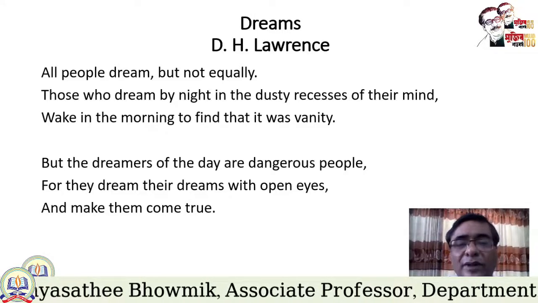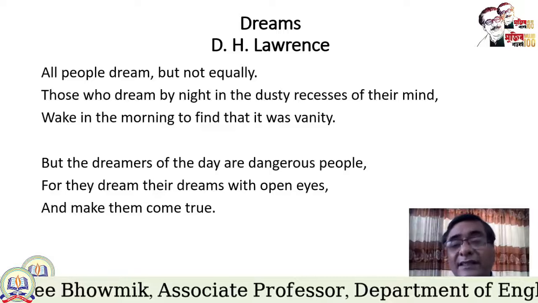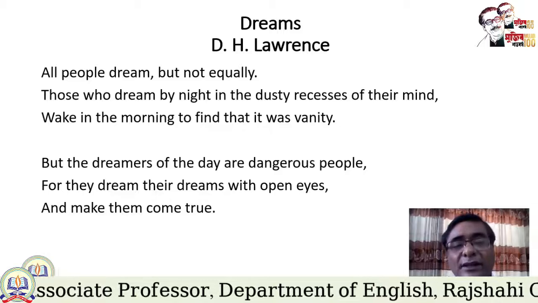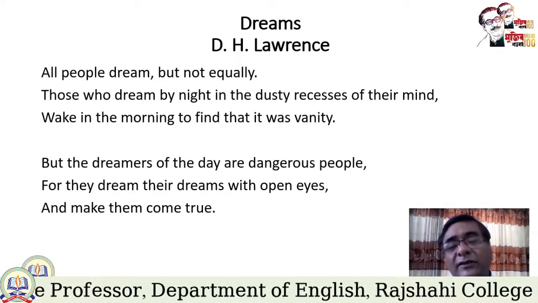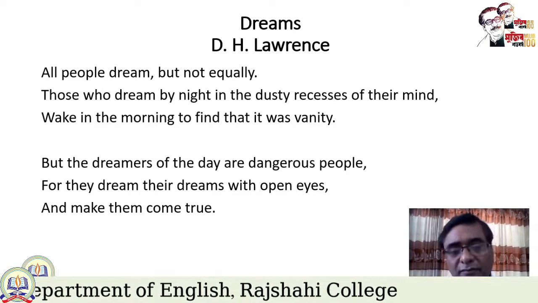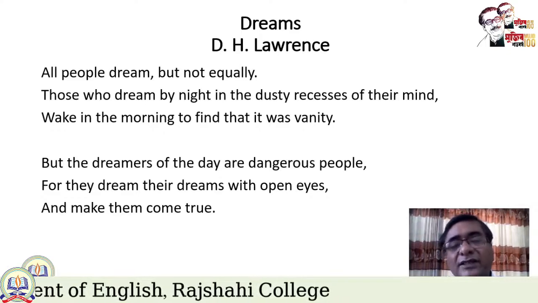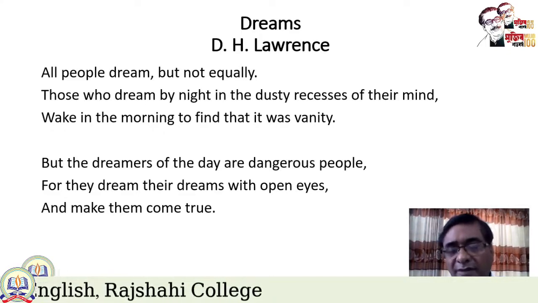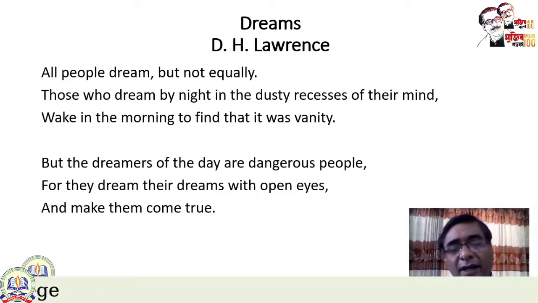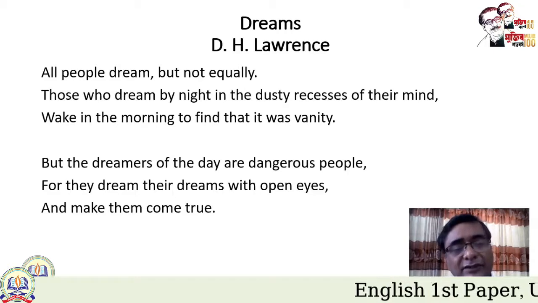So people who dream at night at the time when the minds take rest from the day's work, they dream. And when they wake up in the morning, they realize that their dreams were not real, the dreams were unreal and untrue. So this is the first type of dream we are talking about. I have said that there are two types of dreams, and the poet himself, D.H. Lawrence, reveals the two types of dreams. Now the second type of dream is discussed in the second stanza of the poem.